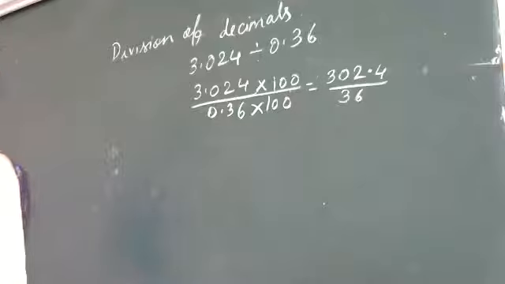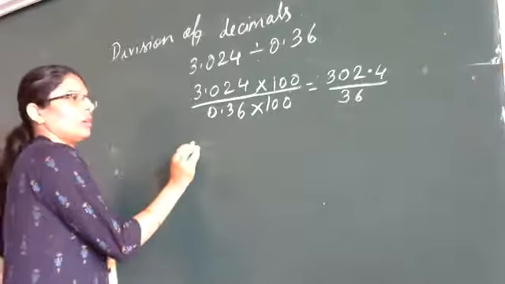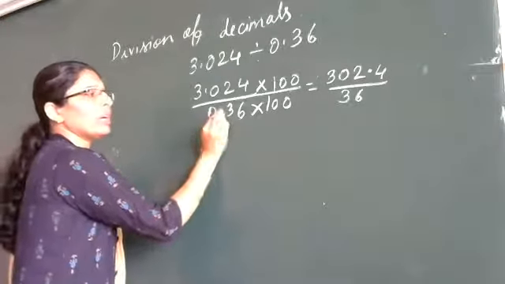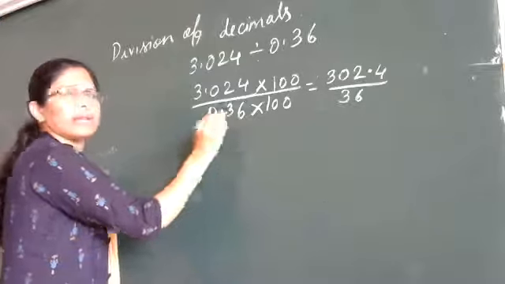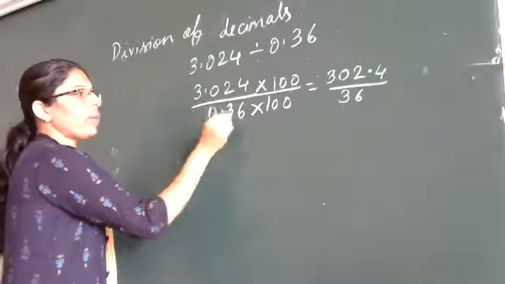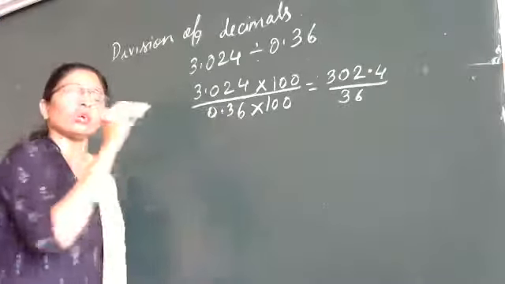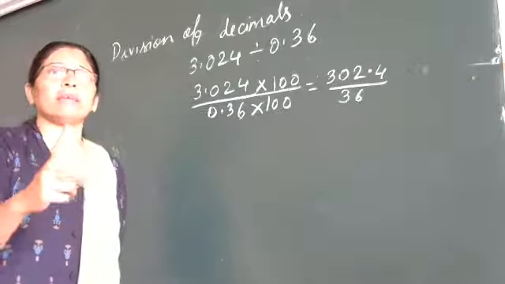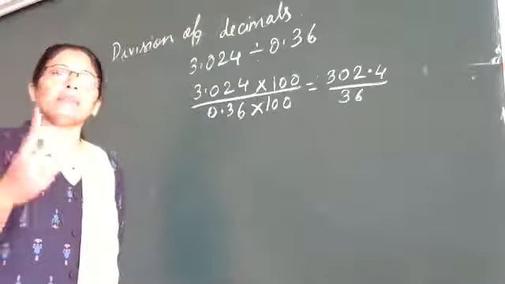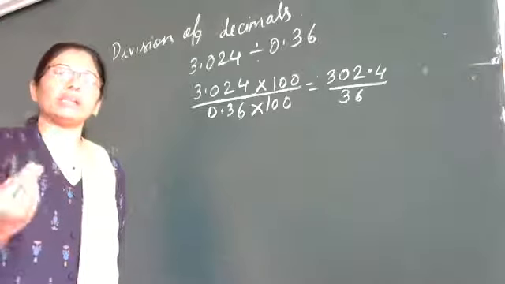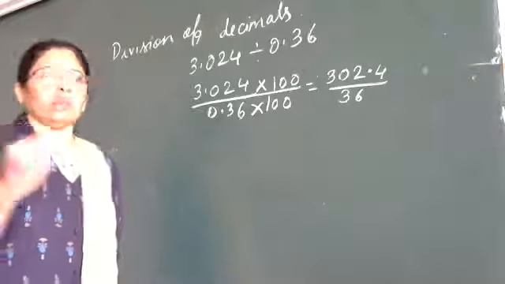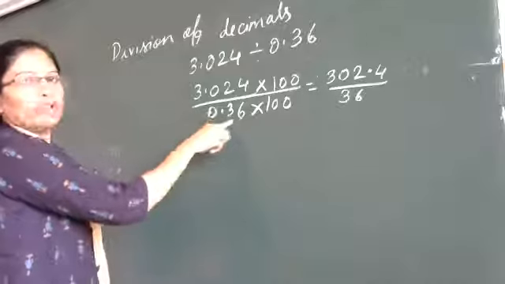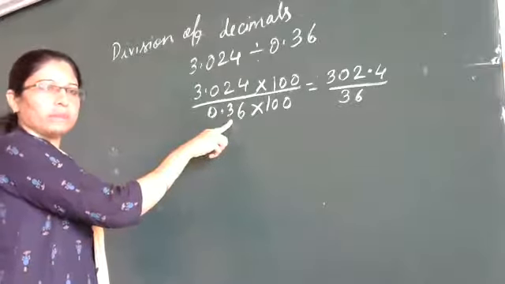Ma'am, how do you multiply? Because here after the decimal two digits are there. After the decimal point, how many digits are there, we have to multiply with that. If one digit is there, multiply with 10. 2 digits multiply with 100, 3 digits multiply with 1000, because we have to remove the point from here. Okay?